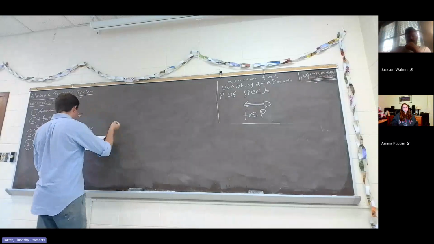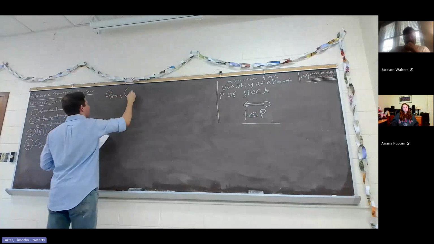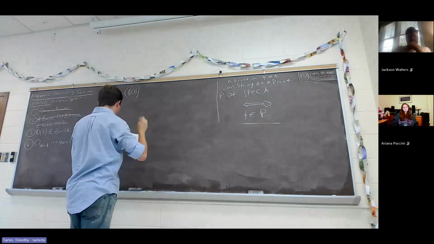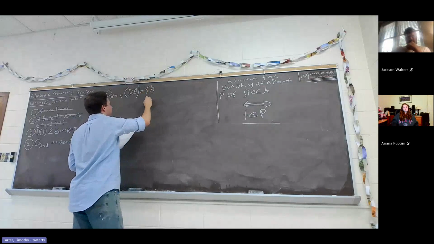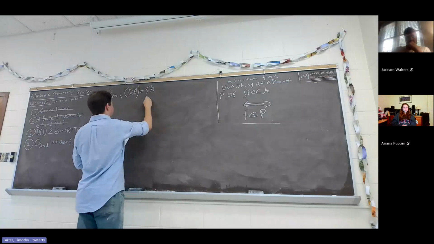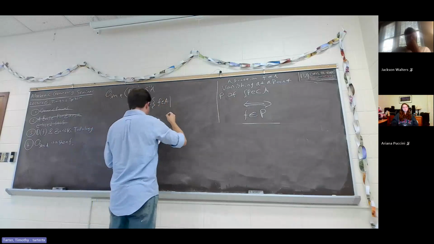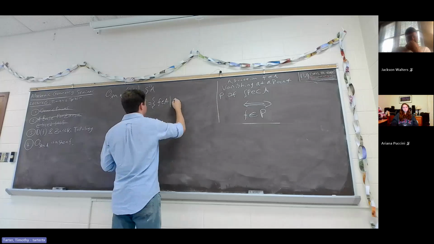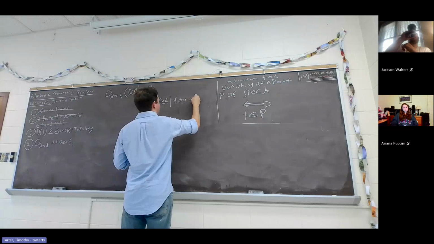So we're going to define the sections of O_Spec A as follows. We're going to look at O_Spec A over some open set D(f), and there are two ways to present this. Either the localization at the set S, where S is functions f in A which are not vanishing outside of D(f).